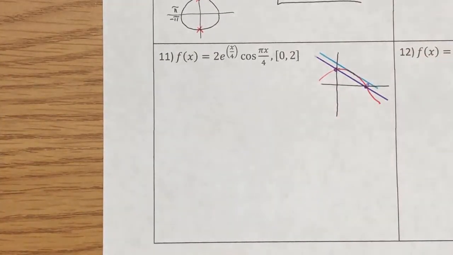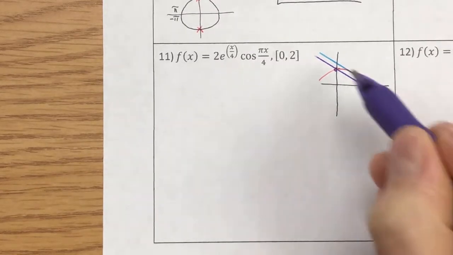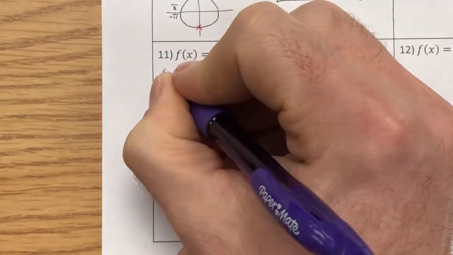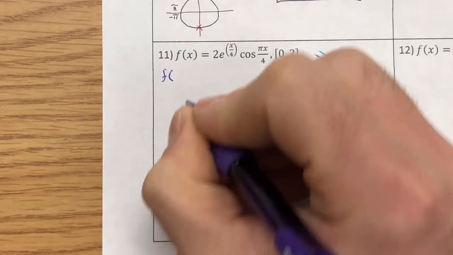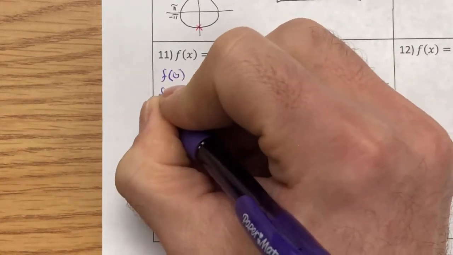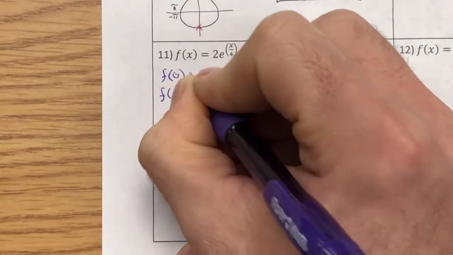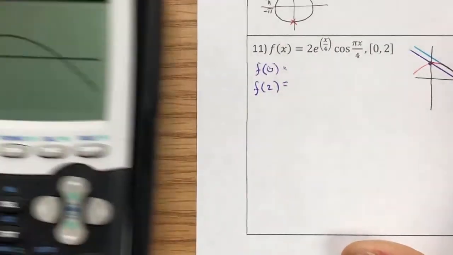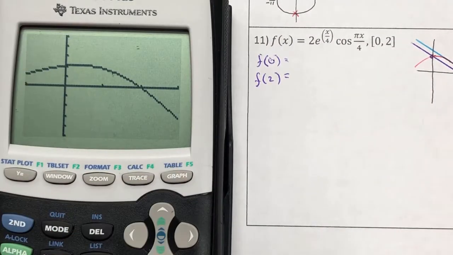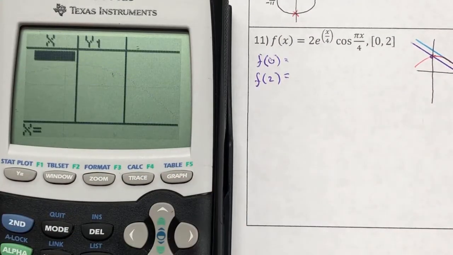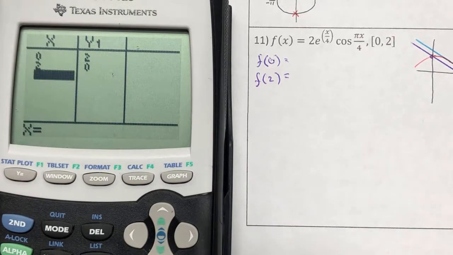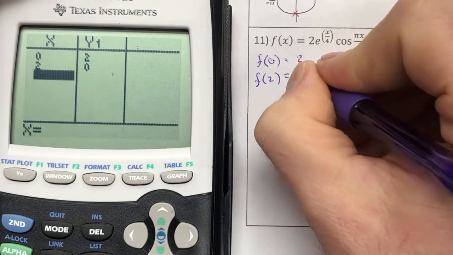I don't exactly know where that one value is, but the first thing I have to do is evaluate the slope of my secant line, which means plug in my 0 and plug in my 2. Let's see what that would end up being. Let's plug in a 0 and a 2. Not bad. So 2, 0.